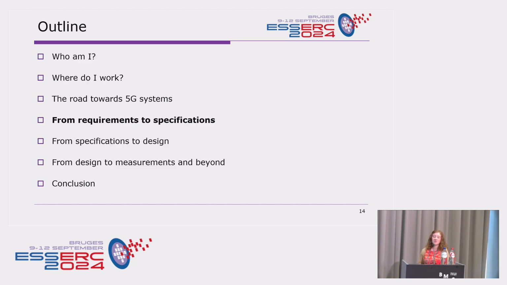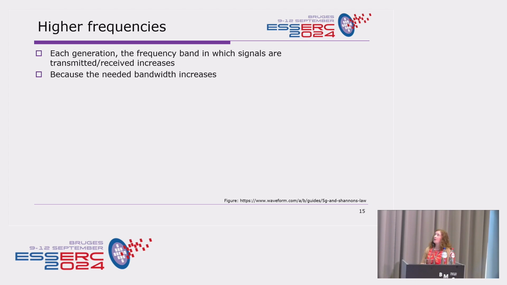Now we have all these specifications or requirements that people say, okay, I want to achieve this. The next thing is, how do we achieve this with our design, and how do we translate this into specifications for our systems? I will start with the higher frequencies. As you saw in the historical overview, we are always going to higher carrier frequencies. And the reason for that is that we need higher bandwidth.